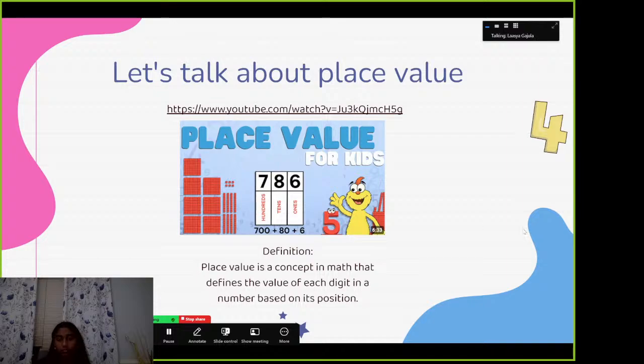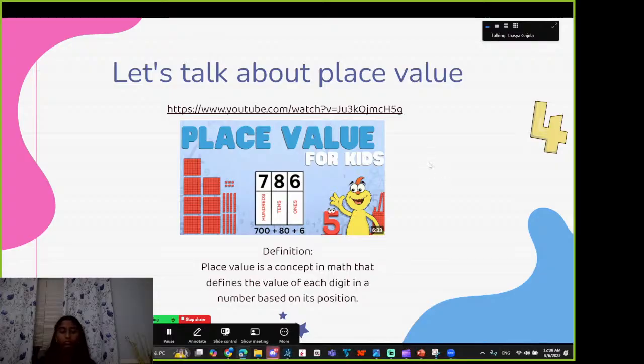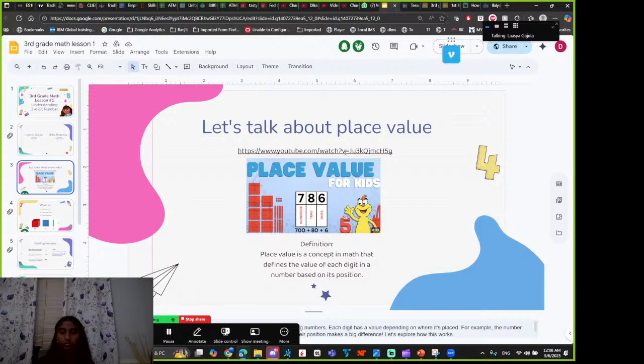Place value is just a way of understanding numbers. Each digit has a value depending on where it is placed. For example, the number 325. The 3 means 300, the 2 means 20, and the 5 just means 5. They are the same digits, but their position makes a huge difference. So let us watch the video and have a deeper dive into an understanding as to why this happens.